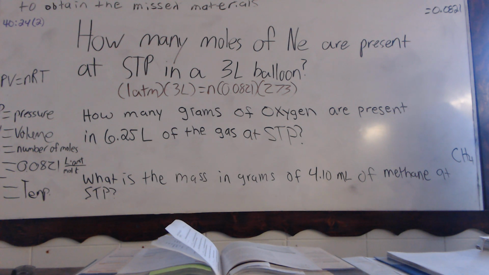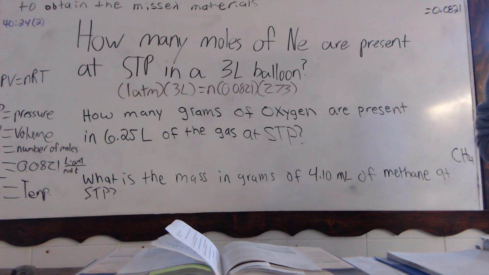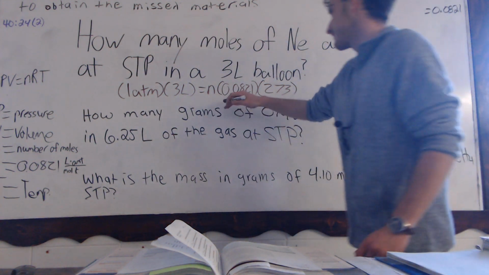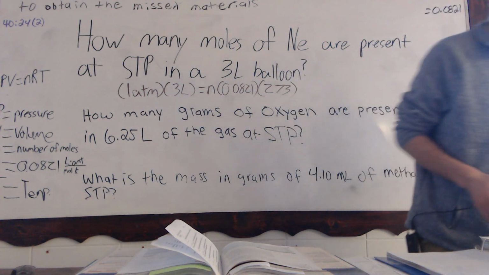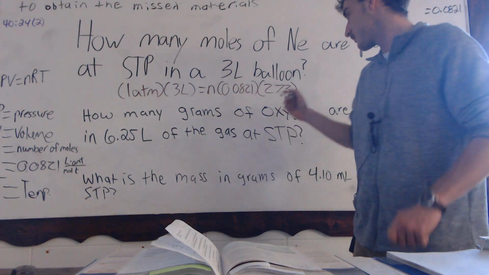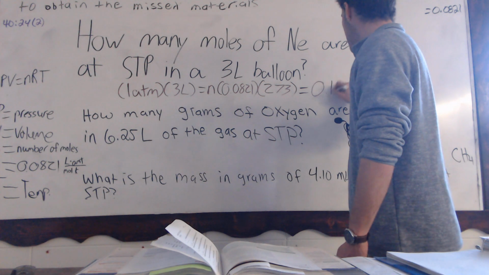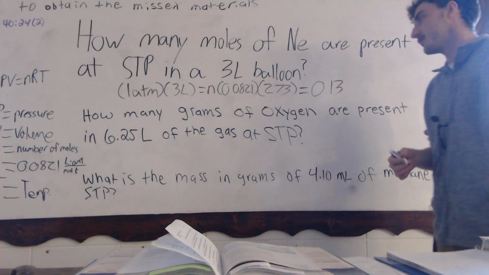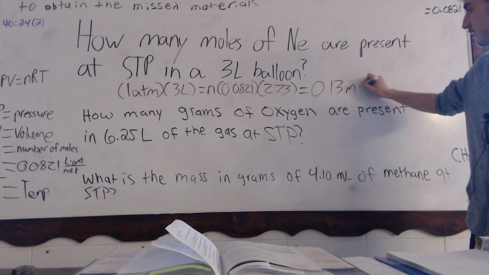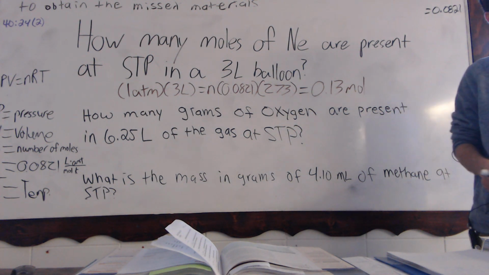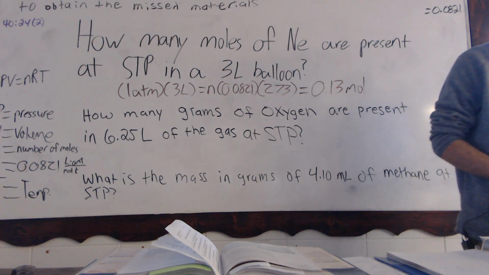What'd you get? 0.13. You got 0.13. Did everybody else get the same answer? Yeah. What did I do wrong? Ah, yeah, you're right. I did it backwards. I divided this by 3. Bad answer. So you got 0.13. What's the unit? Moles. Cool. Simple enough.